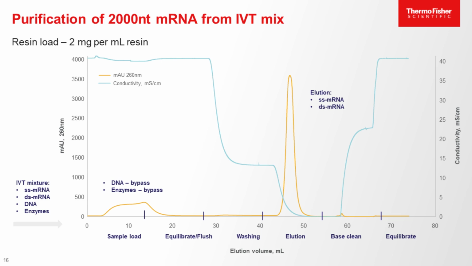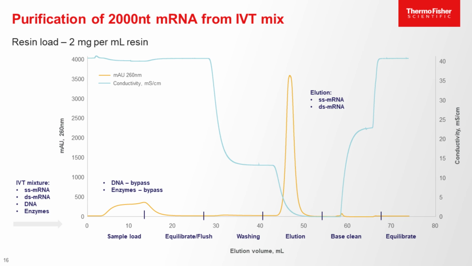The sample was loaded at 2 mg per ml of resin load with a final sample concentration of 0.2 mg per ml, which was diluted in 10 millimolar Tris, 0.8 molar sodium chloride, 1 millimolar EDTA at pH 7.4 binding buffer. During the sample loading, only the mRNA with the poly A tail will bind to the ODT resin, and the DNA, enzymes, and nucleotides will flow through the column.